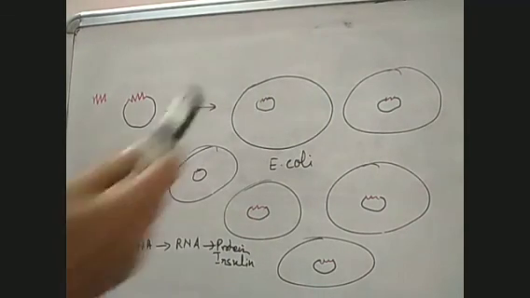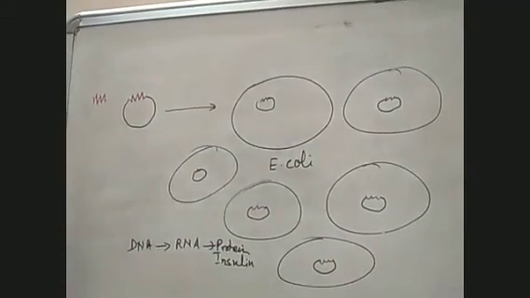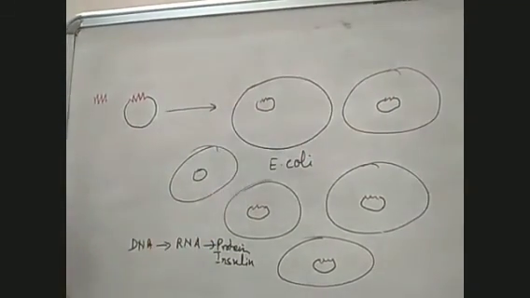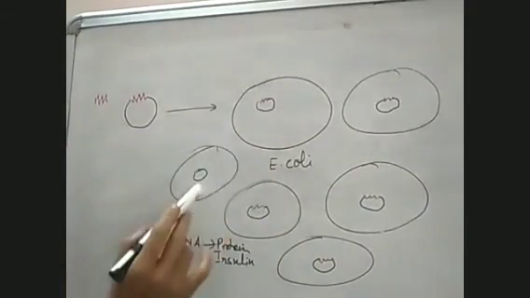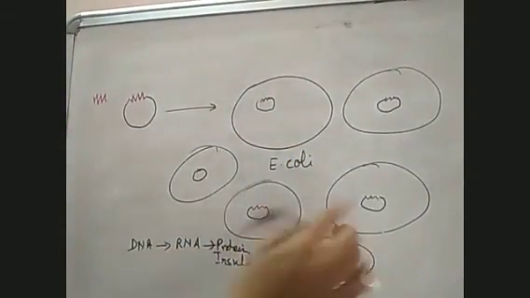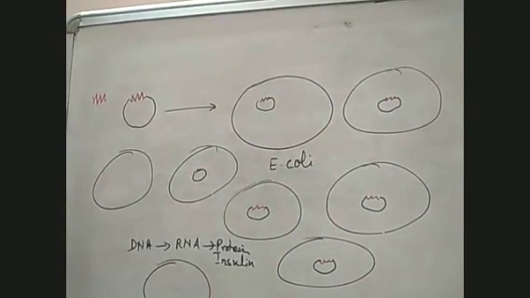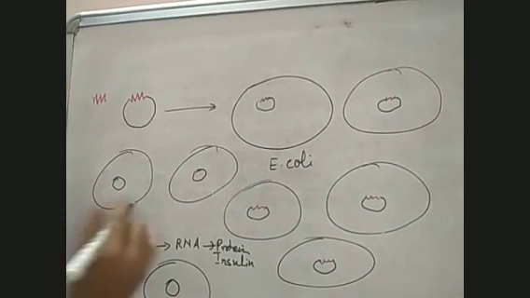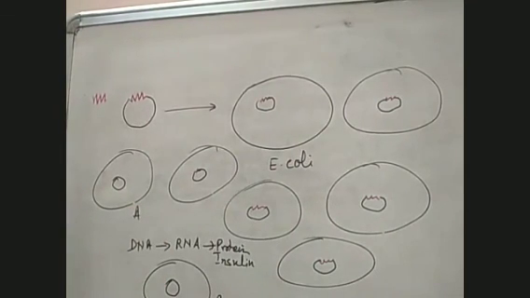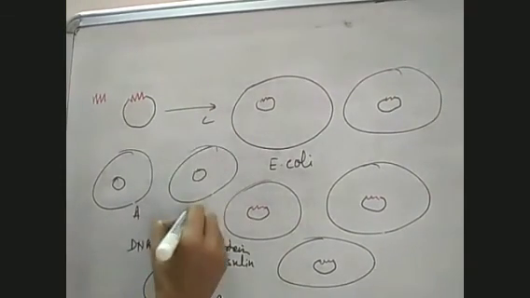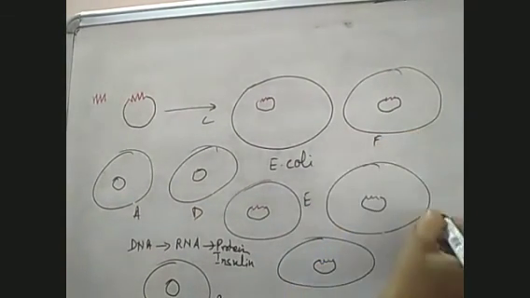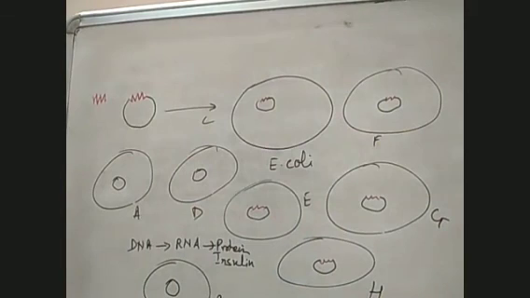Okay, now where we have inserted our gene of interest, that vector which is carrying our gene of interest, we have inserted that here. See, all of them have our gene of interest, and some of the bacteria might not have our gene of interest, they have their own plasmid. See, these two do not have our gene of interest. You can see this one, which I have named A and B. A and B do not have our gene of interest, while C, D, E, F, G, and H all have the desired gene in them.